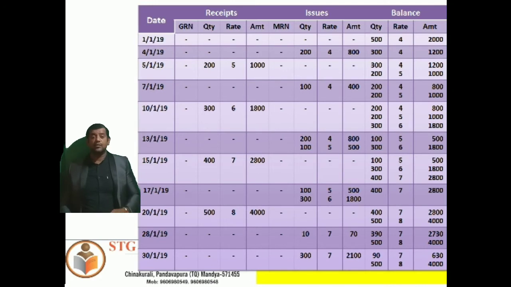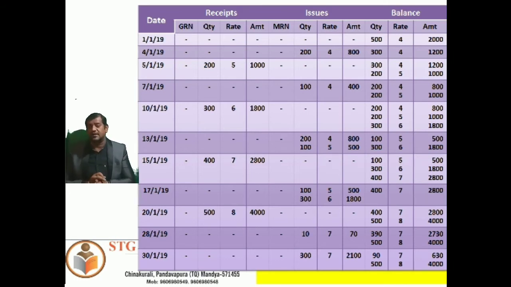So on 13/1/2019, again there is an issue. Issue of how many units? Issue of 300 units. Okay, so issuing 100 because we are supposed to issue 300 units. So 100 into 5, 500 rupees. So 200 plus 100, 300 units we have issued. Now record the transaction under balance column. That is 100 units of rupees 5 each, 500 rupees. Then 300 units of rupees 6 each, 1800 rupees.